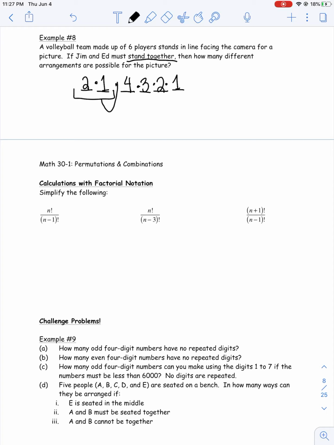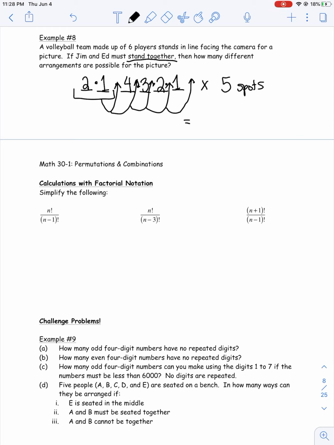These 2 people could be where they are, so that's 1. They could have gone between these 2 people. They could have gone here between these 2 people. So Jim and Ed could have been here as well between these 2. And then finally, they could have been in the last 2 spots when lining up to take this picture. So in the end, we have to multiply our answer by how many spots Jim and Ed could go in. And there's 5 spots because there's 5 arrows.